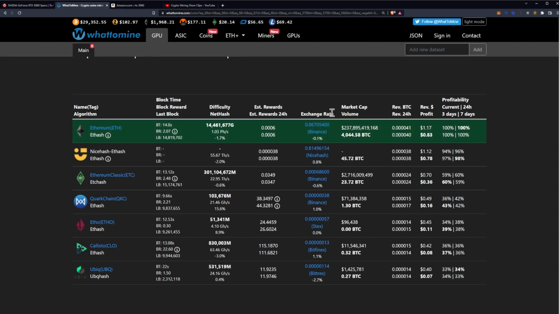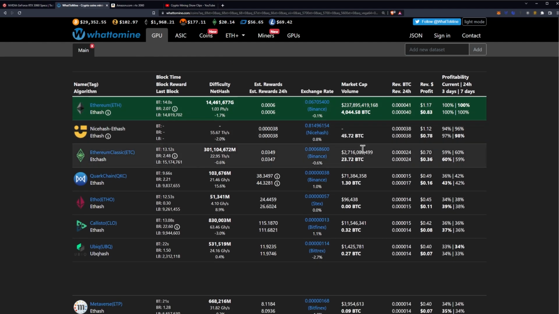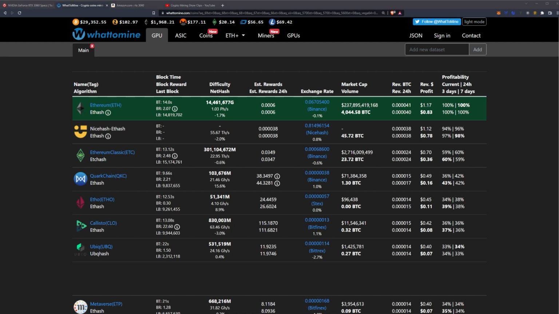$1.17 with a profit of 83 cents after 10 cents a kilowatt hour. On Ethereum Classic, it's not good at all. At this point, it's at 70 cents revenue with 36 cents a day after 10 cents a kilowatt hour power.